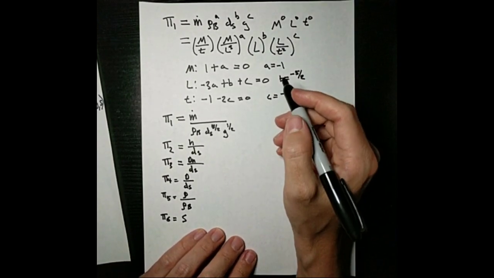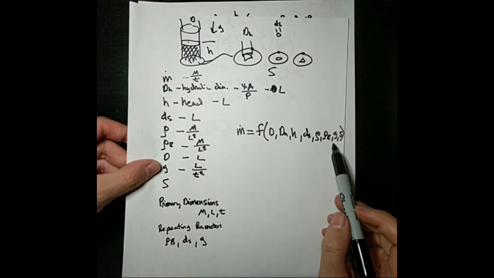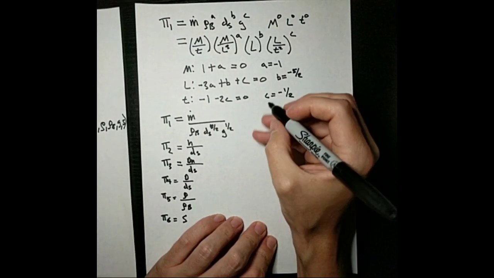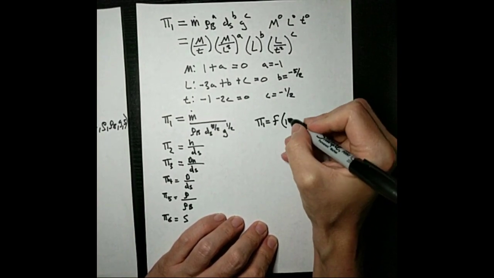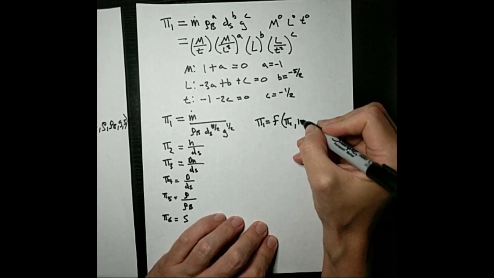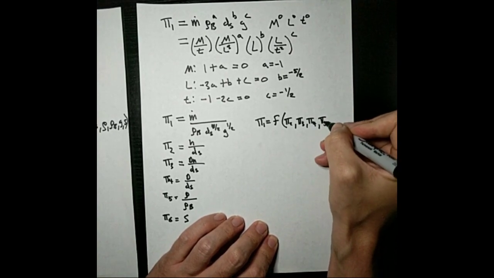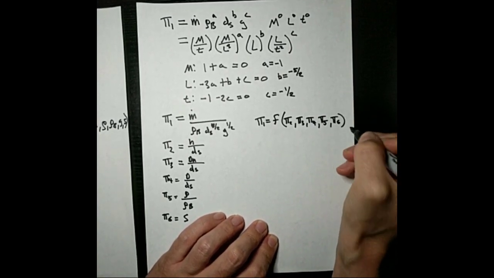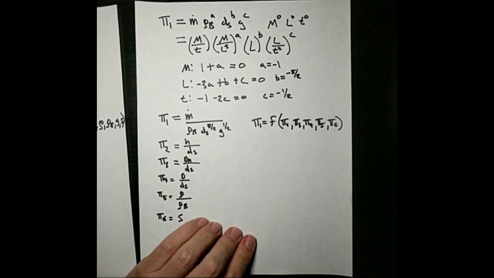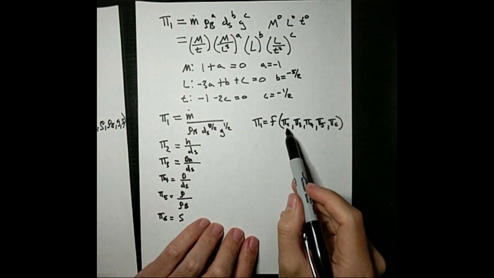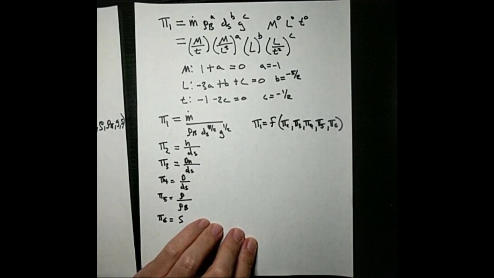So now we've gone from saying that our mass flow rate was a function of all these parameters, and now we can say pi 1 is a function of these dimensionless groups. So we're a little bit closer to having an experiment. Again, we've got these different dimensionless groups that we're saying affect our mass flow rate.